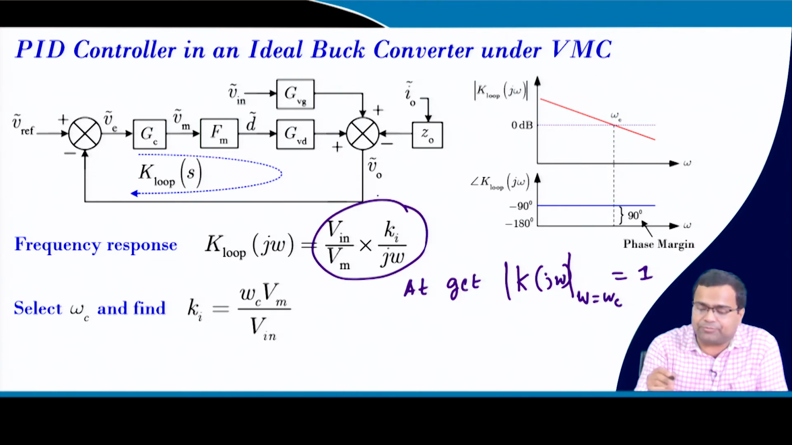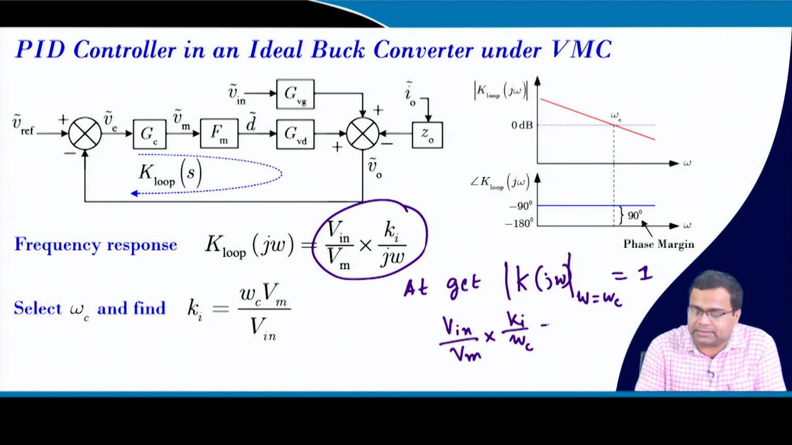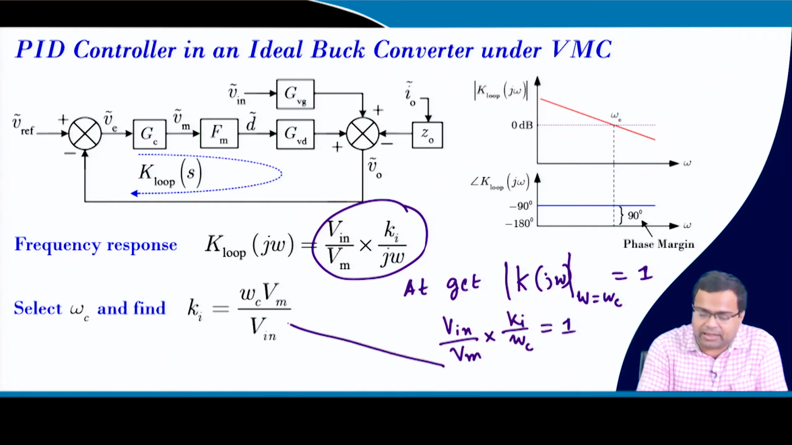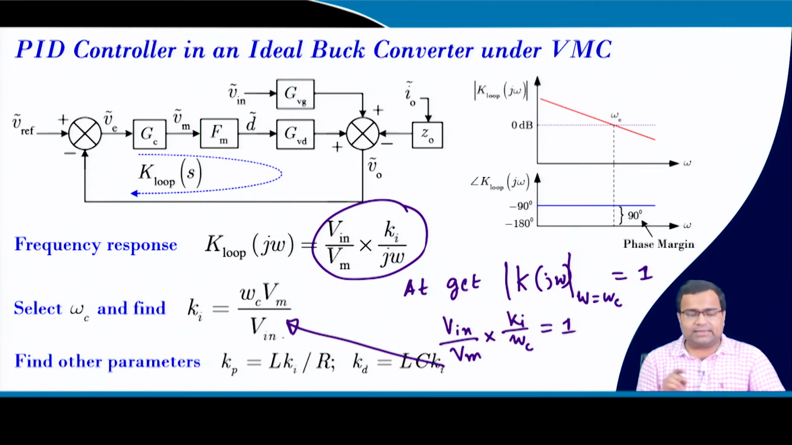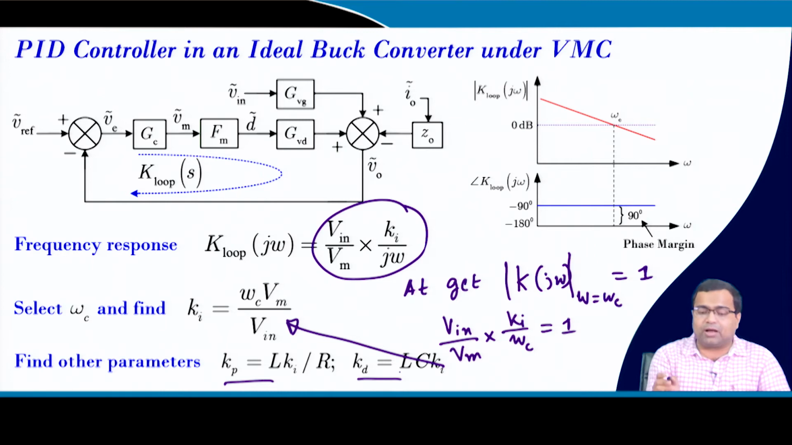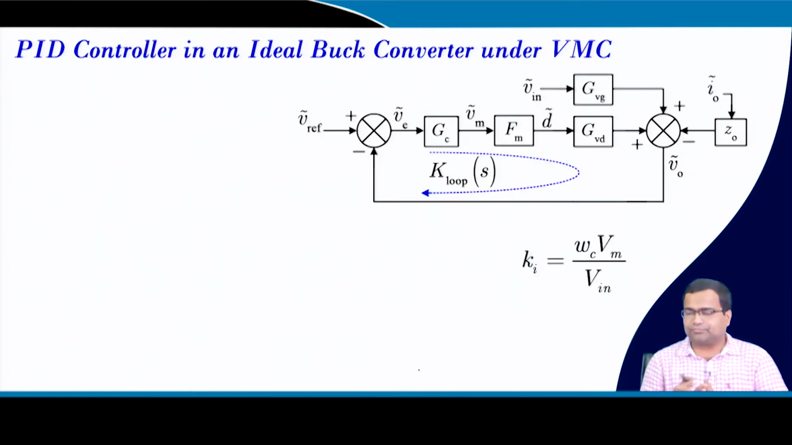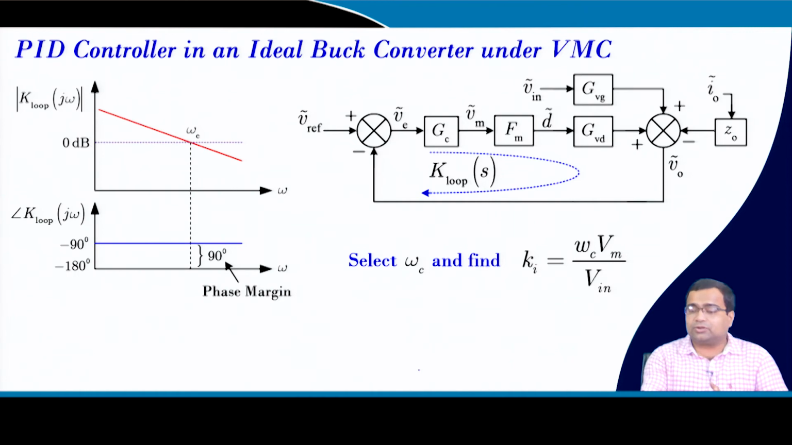And if we compute from here, that means V_in by V_m into Ki by ω_c is equal to 1, and from here we get the integral value. So you can set it, and other parameters we also have. Now we have another equation, equation 2, equation 3. So you have 3 equations, 3 unknowns, we can solve it. If we want to increase the gain crossover frequency, then we need to increase the integral gain, simply the integral gain.